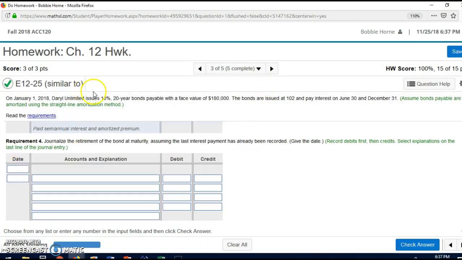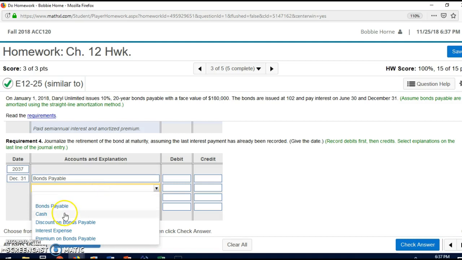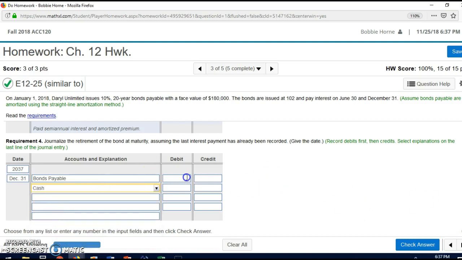And then we're going to retire the bond in 20 years. 20 years would be the end of December 2037, almost January 1st, 2038. So all we're going to do is, we've already recorded all the interest. So all the interest has been paid. All we're going to do is look at the bond payable. It was $180,000, so we're always going to pay back the face amount no matter what we issued it at. This will be your entry at the end to retire the bonds payable.